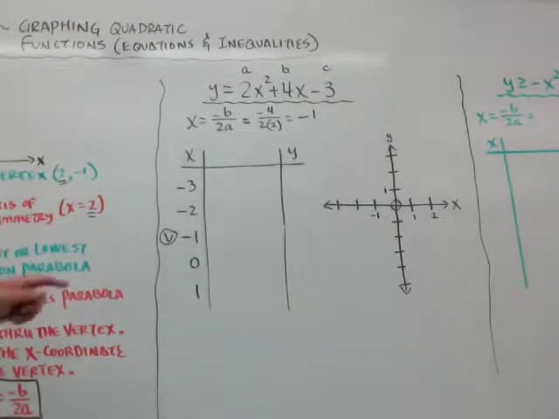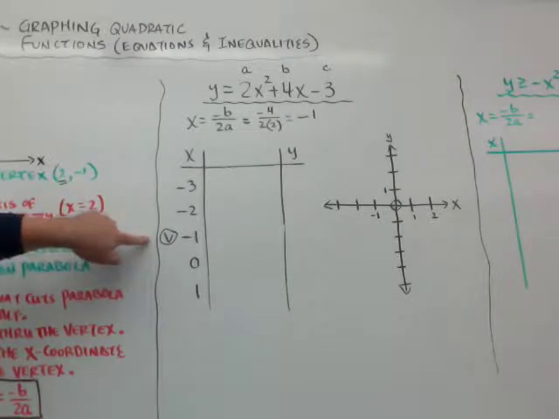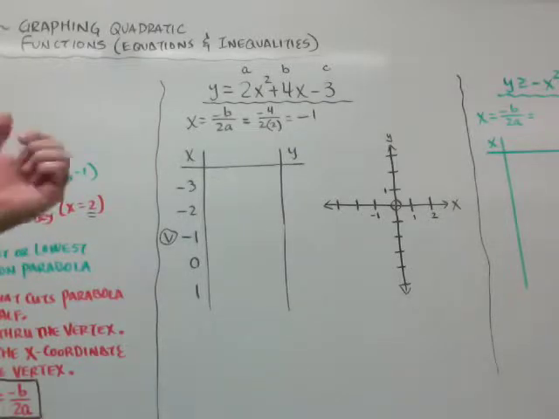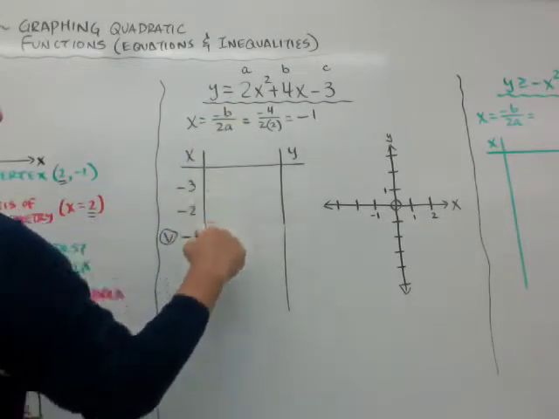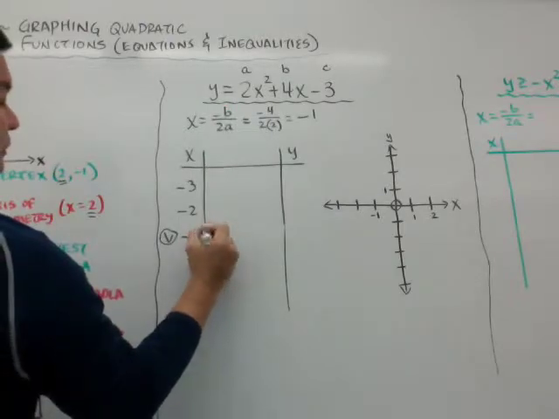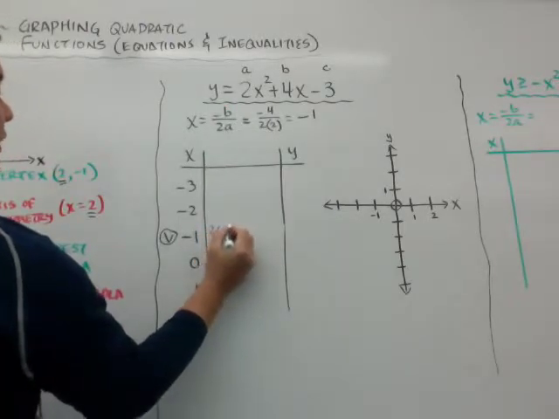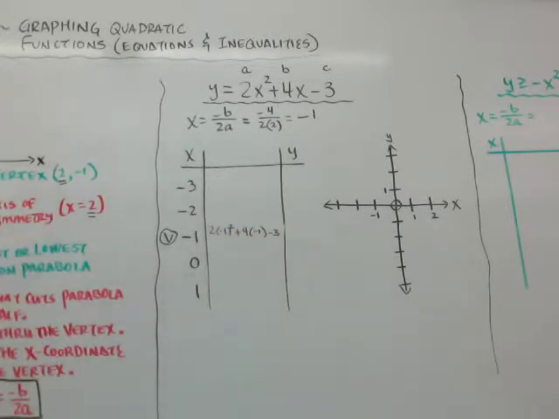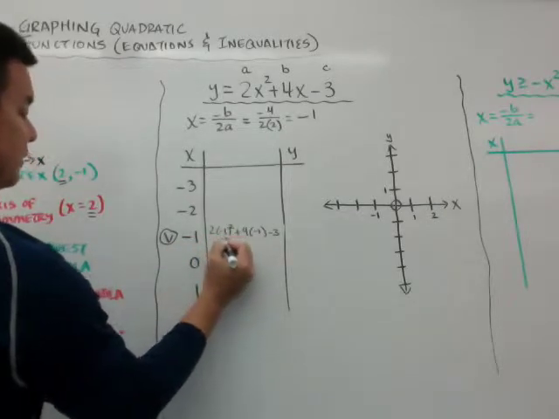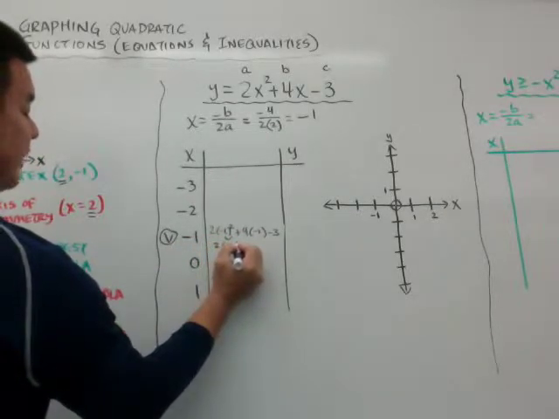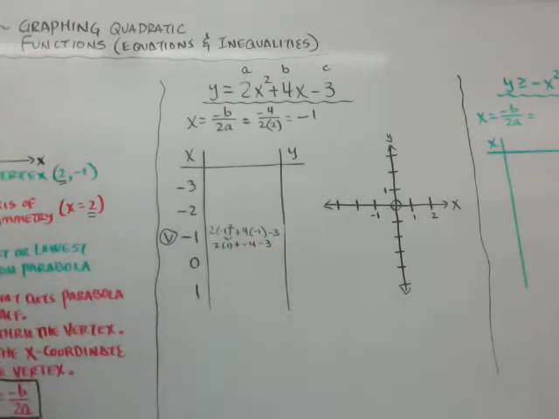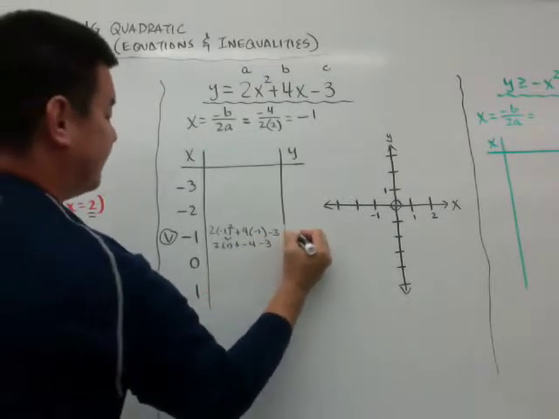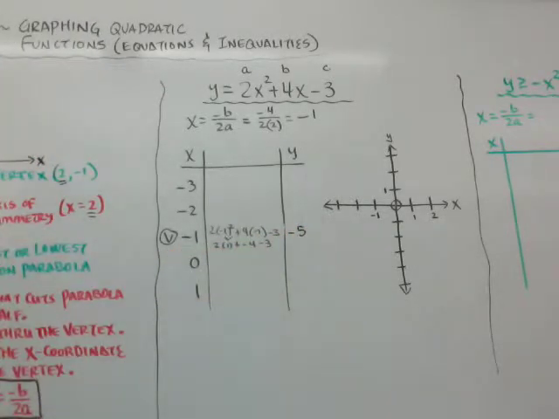So that's why you always want to put the vertex, the x-coordinate of the vertex, in the middle, and then find your other x's. And now we just fill it in. Starting with the vertex, if I put the negative 1 into this equation, I get 2 times negative 1 squared plus 4 times negative 1 minus 3. If I do the exponents first, I get 2 times 1 plus negative 4 minus 3. And 2 plus negative 4 is negative 2, minus 3 is negative 5. So my point is (-1, -5).